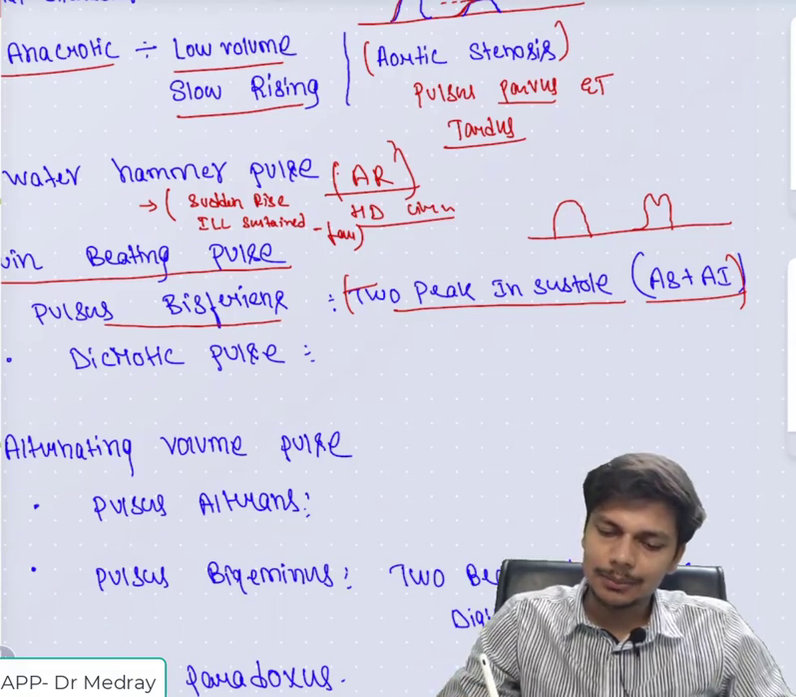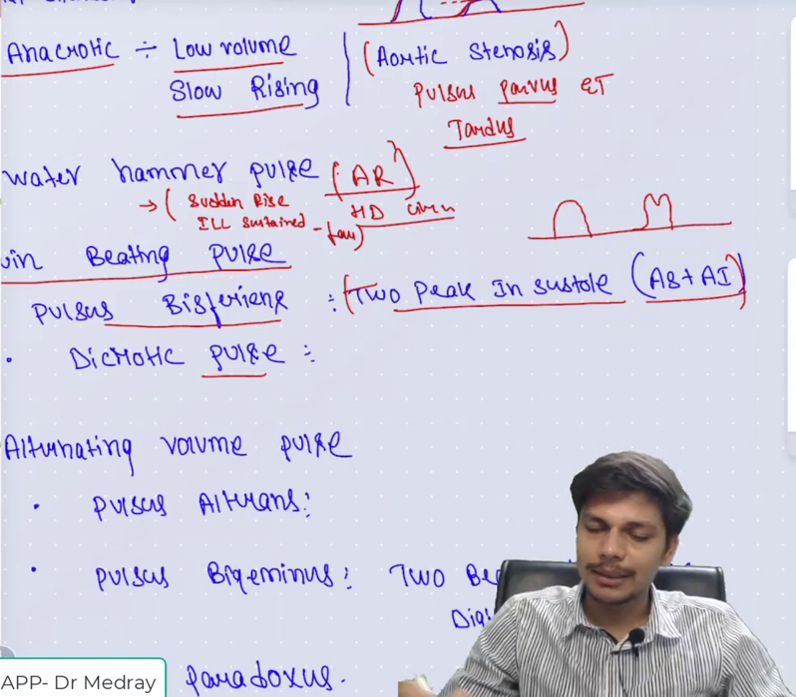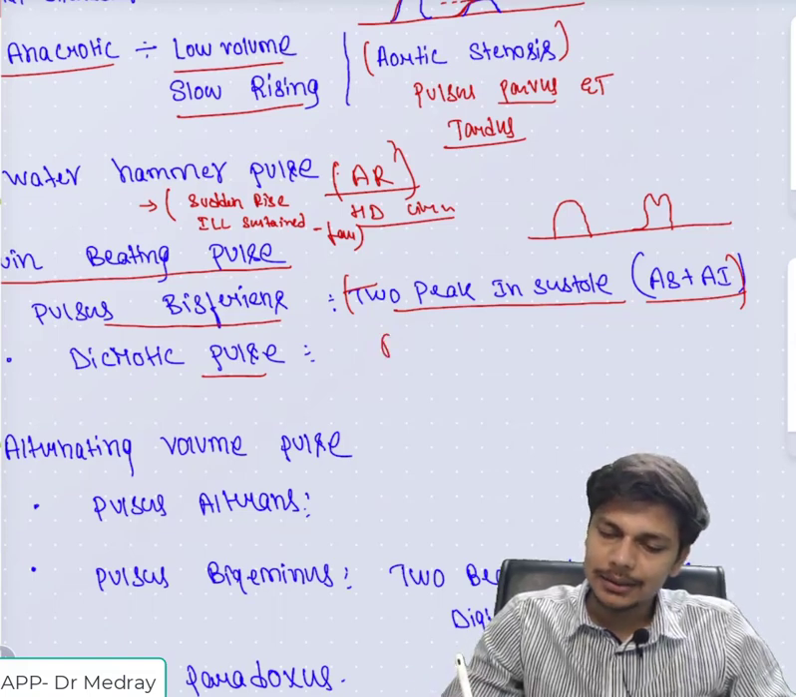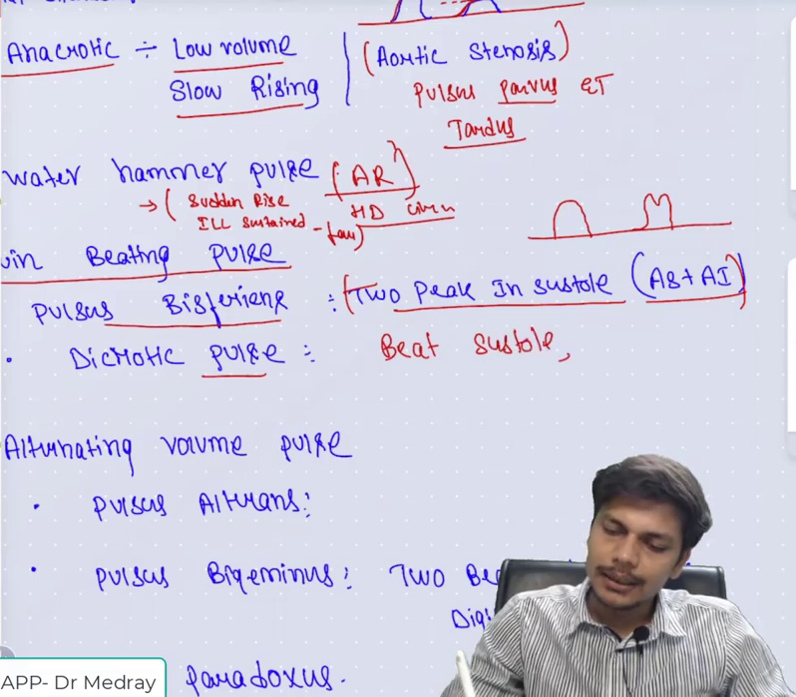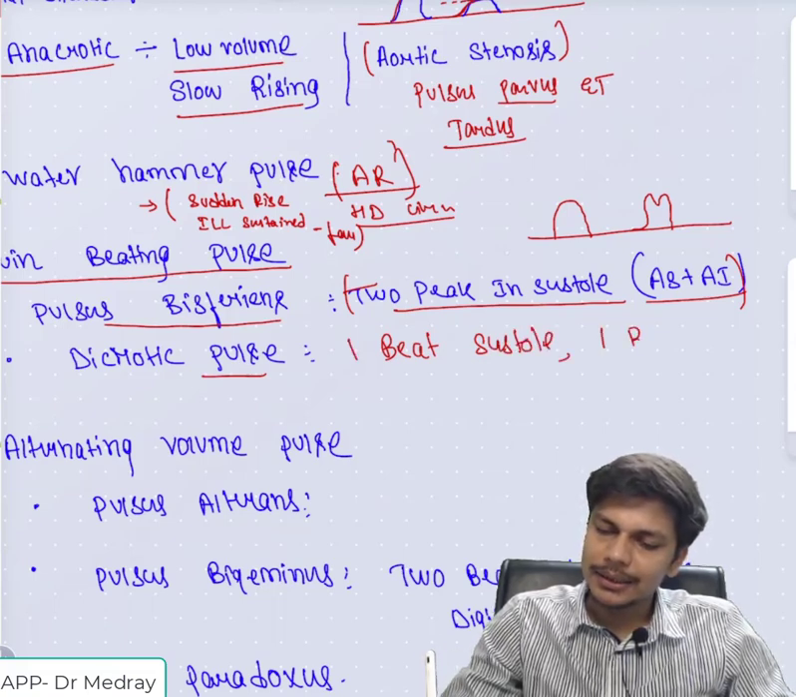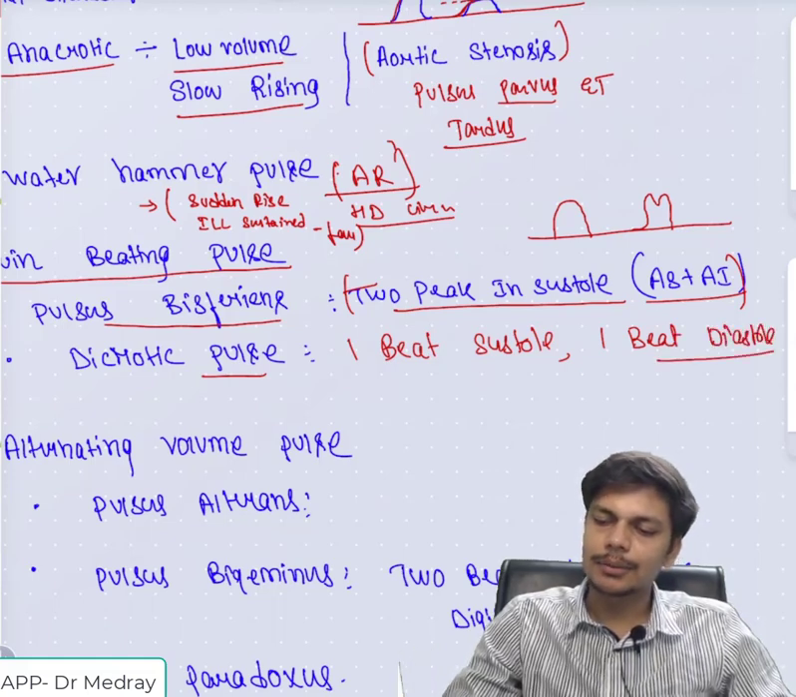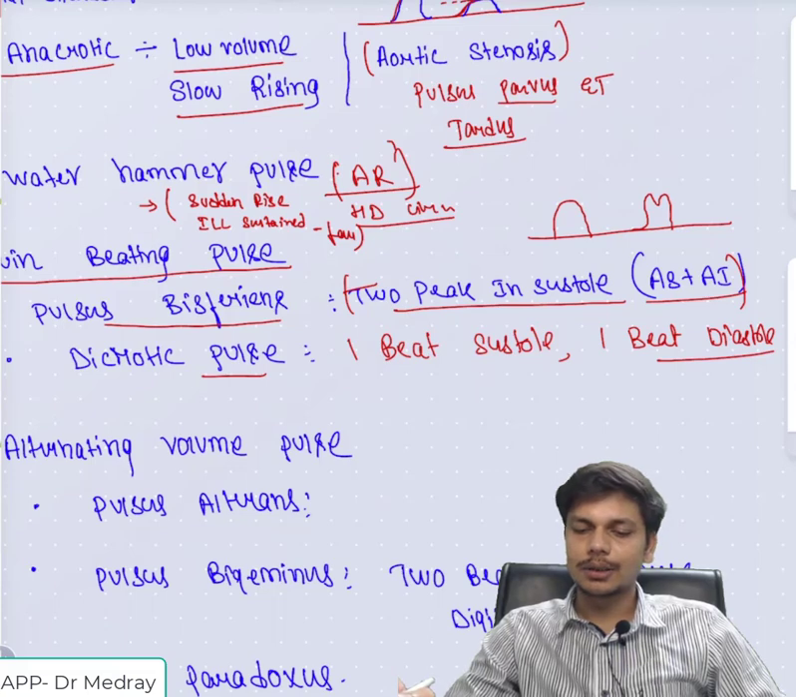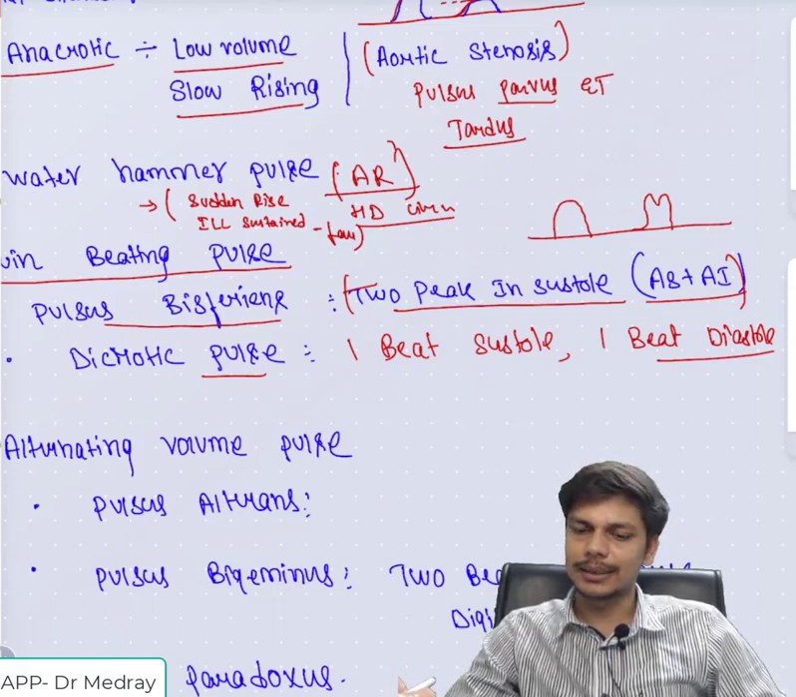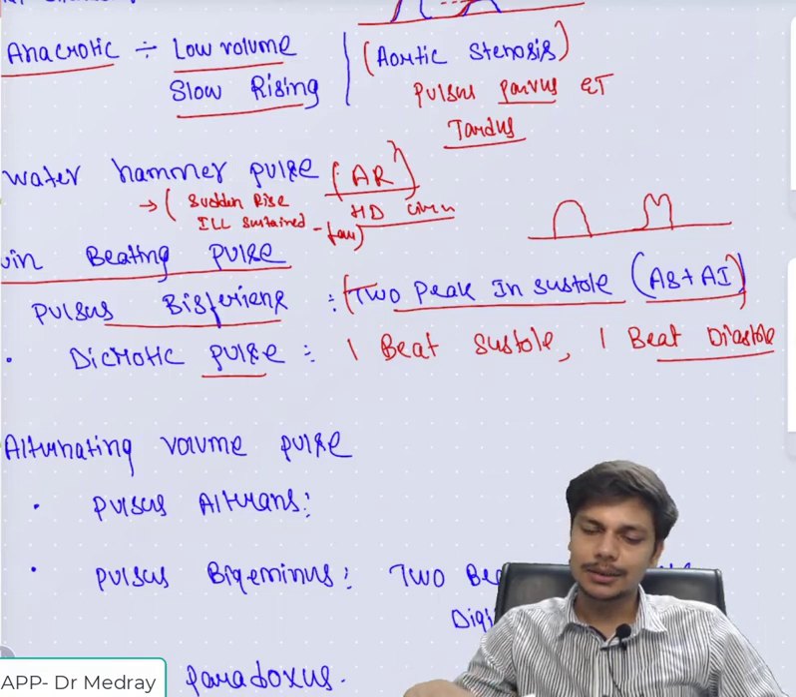And what is dicrotic pulse? Dicrotic pulse is also a twin-beating pulse, but one beat is occurring in systole, and the other beat is occurring in diastole. So in dicrotic pulse, one beat is occurring in the systole, the other beat is occurring in the diastole. In pulsus bisferiens, both the beats are occurring in the systole.